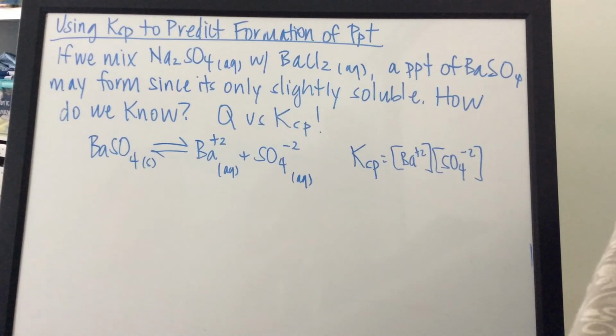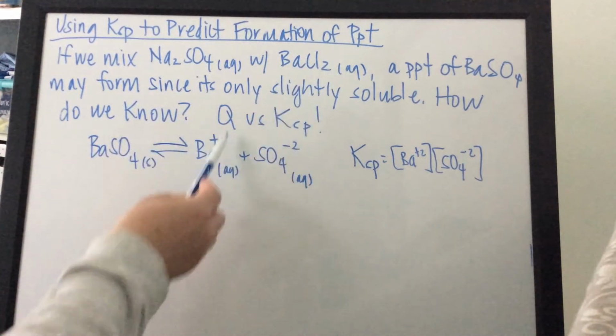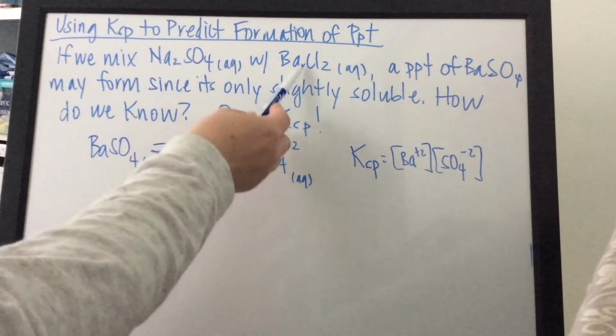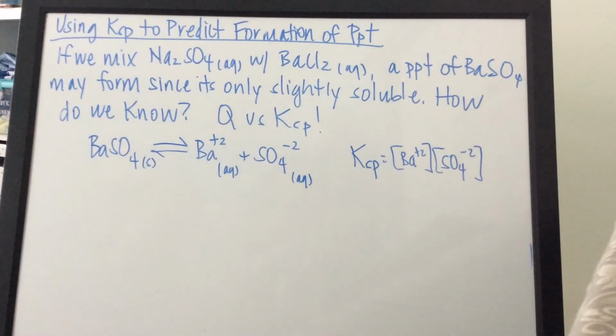So, mixing the sodium sulfate and the barium chloride would give me some barium ions from the barium chloride and some sulfate ions from the sodium sulfate. But the question is, would it precipitate or not? And so, of course, the solubility equilibrium that's established would be the barium sulfate equilibrium. So there it is, and I know my KSP expression looks like this.